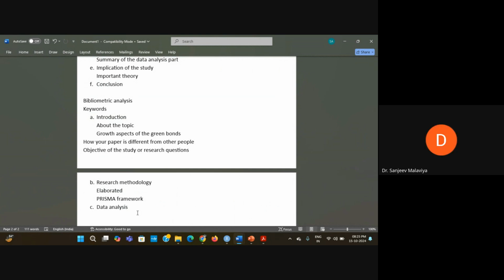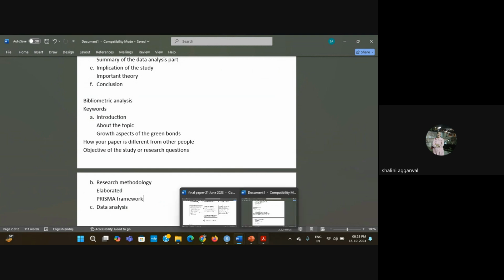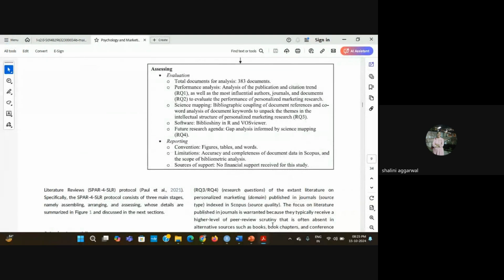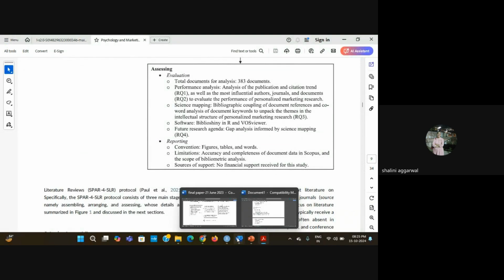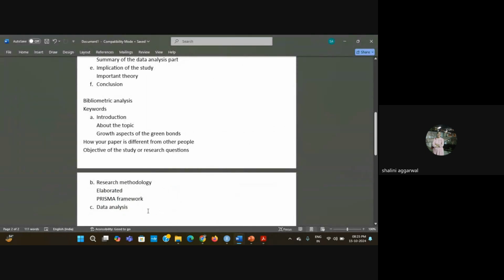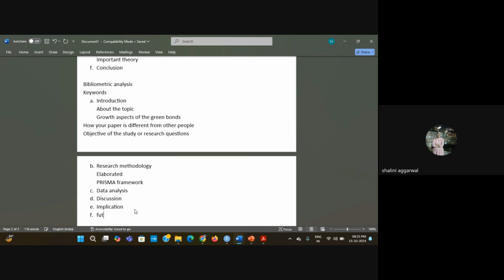So we can use this SPAR 4 protocol which you have shared here also for research methodology. Yes, we can do that as well. Yes, definitely. Okay, and इसका भी similar pattern will be followed for this as well. Data analysis के बाद you can go for the discussion section and you can go for the implication section, right? And then future research and then the conclusion, right?